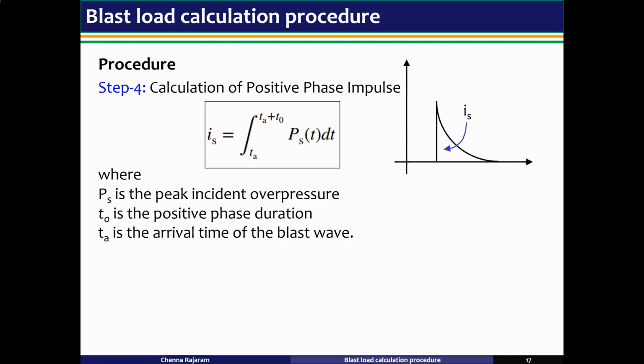Step 4 is the calculation of the positive phase impulse, which is equal to the integral from TA to TA plus T naught of PS of T into dt, where PS is the peak incident overpressure, T0 is the positive phase duration, and TA is the arrival time of the blast wave. Generally, the IS is calculated as the area under this curve. So this is the positive phase impulse.